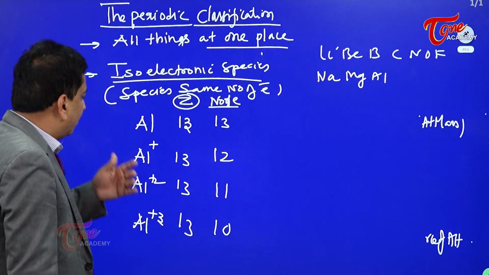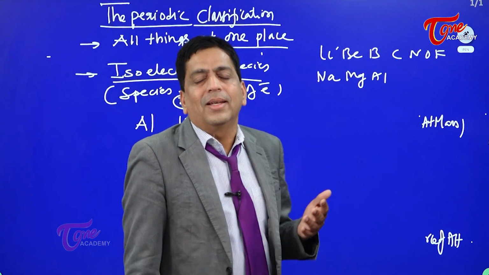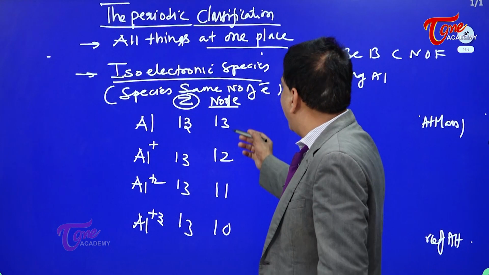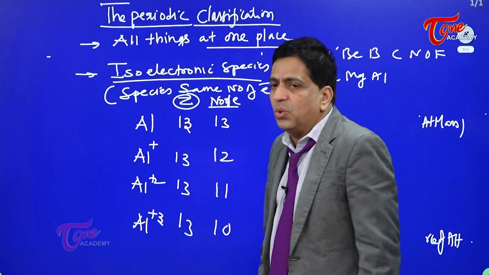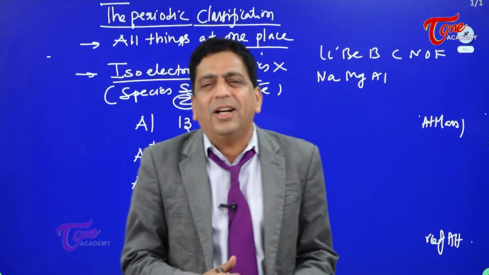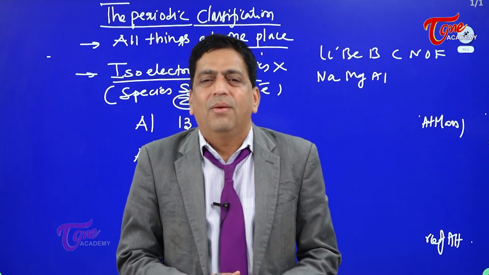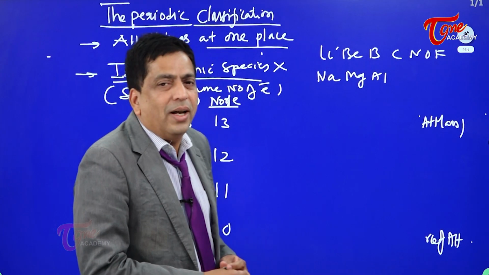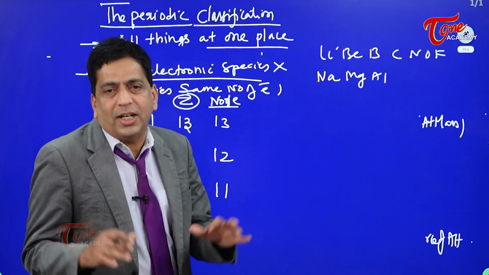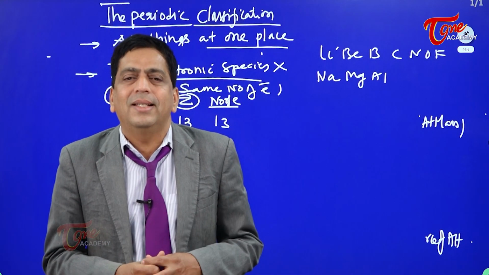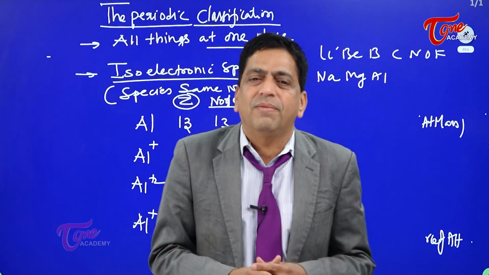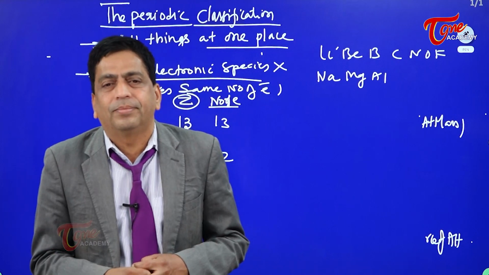So the number of electrons are varying here. These are not isoelectronic species, as they should have the same number of electrons. Then how would you judge the sizes? In the exam he will give you this. How do you judge the sizes if they are not isoelectronic, right?